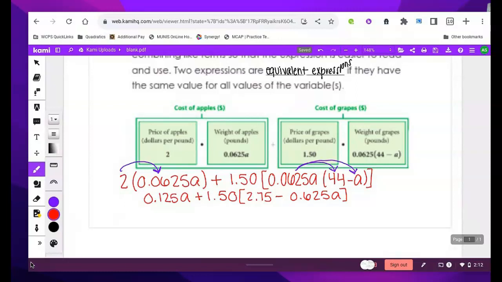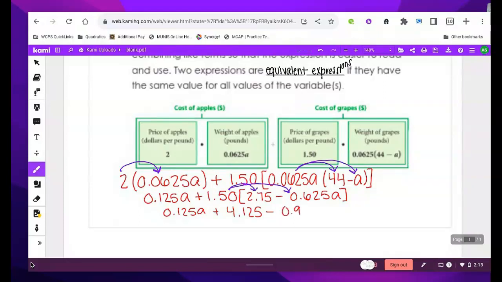Now we're going to do that one more time. This time with our 1.50, we're going to multiply it by 2.75, and then we're going to multiply it by negative 0.625a. So notice we keep this 0.125a the same. We did nothing with it. 1.50 times 2.75, that gives you 4.125. Minus, now we have to do 1.50 times 0.625a. Plug that into the calculator, we get 0.9375a.